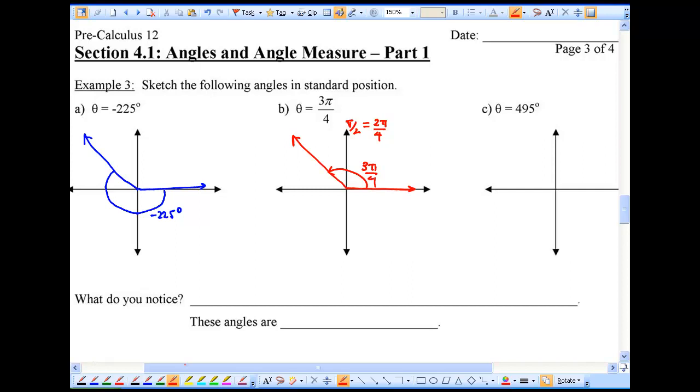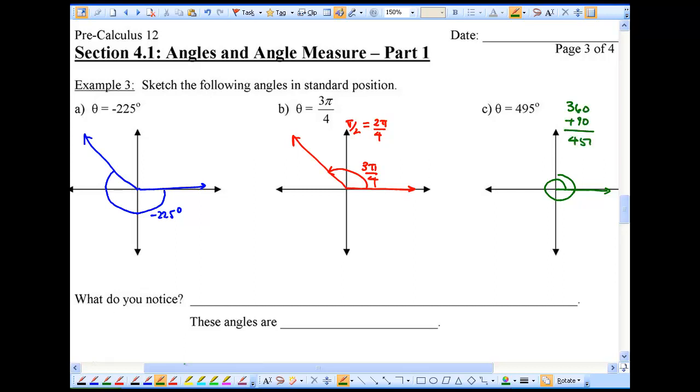And last but not least, we have 495 degrees. So once again, we'll start on the initial arm at the positive side of the x-axis. We will rotate probably at least one complete rotation, because that's 360. And then if I keep going and adding another 90, what's 360 plus 90?